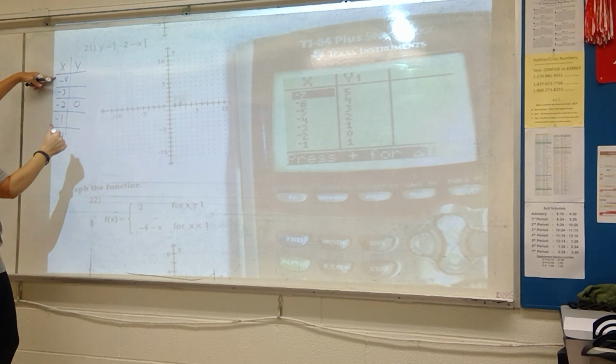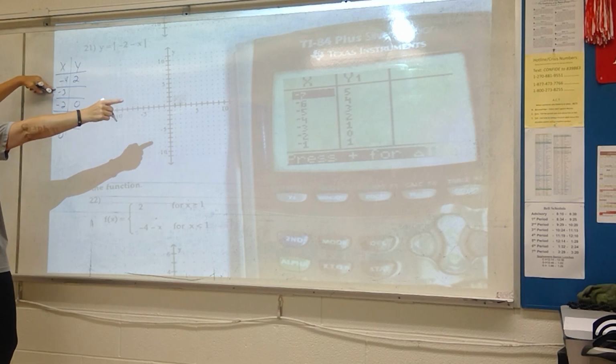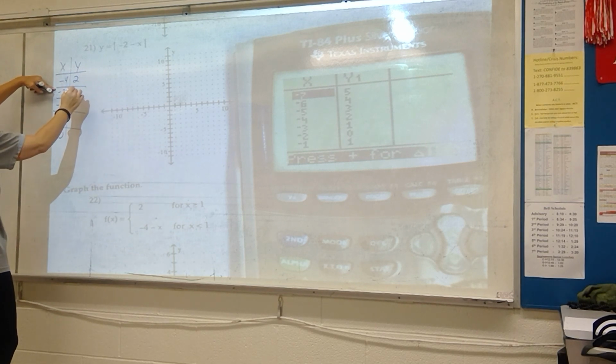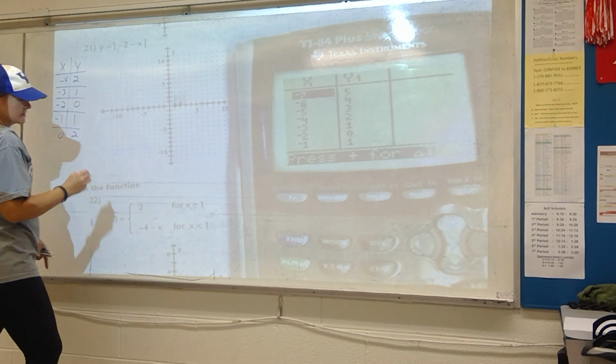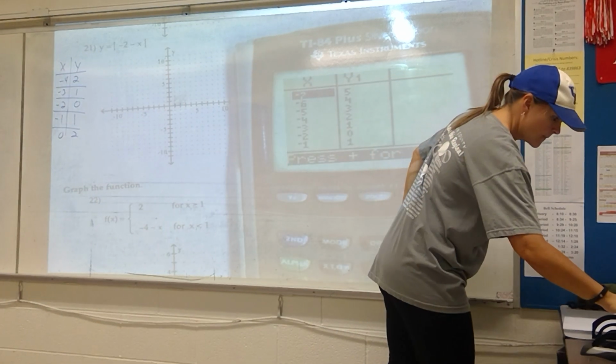So I'm going to start at negative 4, 2. I'm just getting this off the calculator, second table. Negative 3, 1, negative 2, 0, negative 1, 1. And I bet this is going to be 0, 2. You can just arrow down.